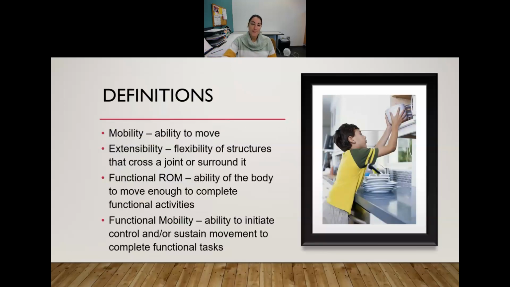More definitions. Mobility is the ability to move versus extensibility, which is the flexibility of structures that cross a joint or surround it. Functional range of motion and functional mobility are pretty much the same thing. So with functional range of motion, you can move far enough to complete your daily functional activities. Functional mobility talks about the control of that movement. So you're able to initiate, control, and sustain the movement.